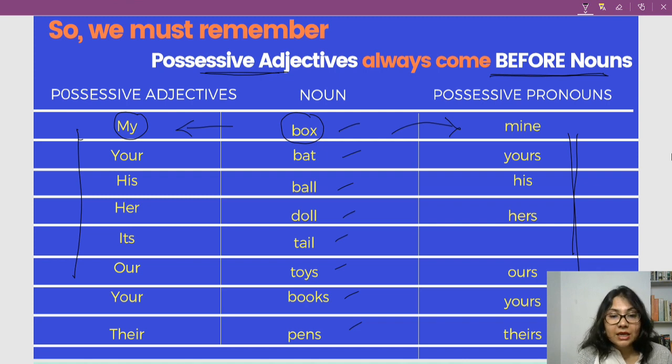I'm just reading out the chart to you, and then we are going to clarify this further with a few examples. Don't worry. Okay? So, your bat, his ball, her doll, its tail, our toys, your books, their pens. In each and every case, these possessive adjectives are placed before the nouns that are given over here.